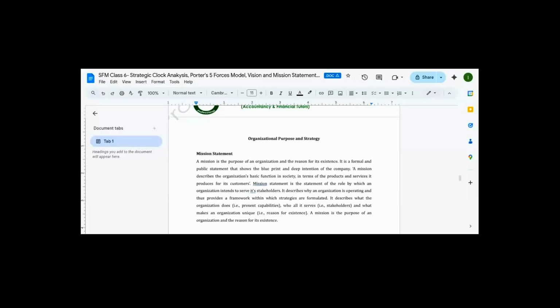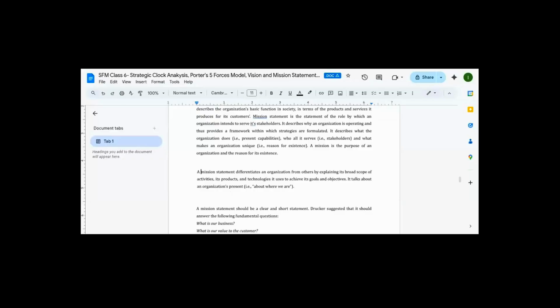So our mission statement describes what the organization does, their present capability, who is served, those are the stakeholders, and what makes the organization unique. Mission statements discuss that.